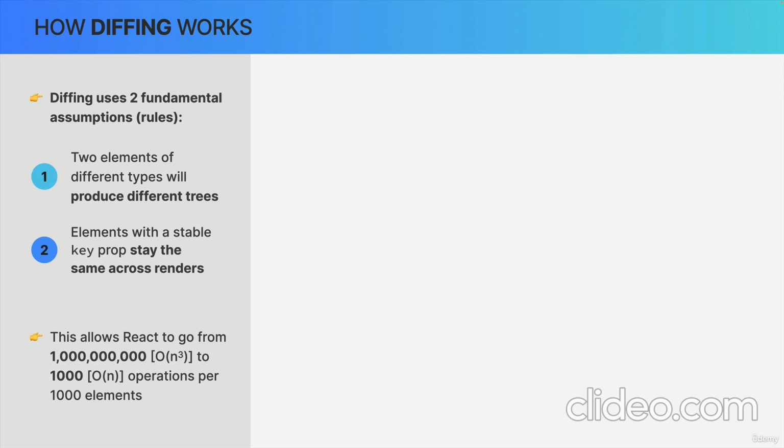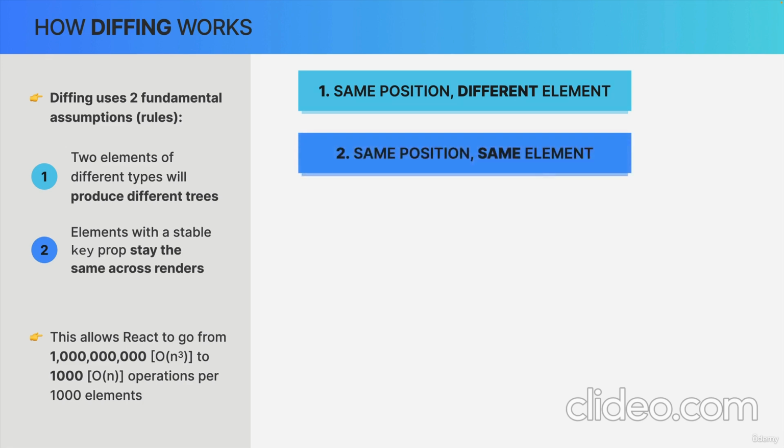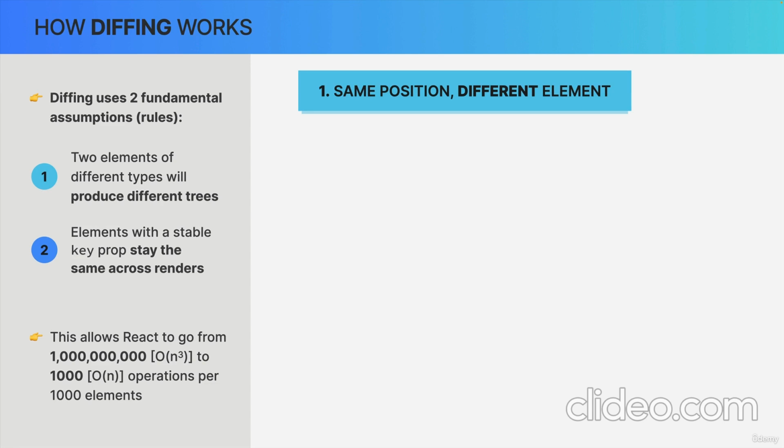Now, remember that diffing is comparing elements step by step between two renders based on their position in the tree. And there are basically two different situations that need to be considered. First, having two different elements at the same position in the tree between two renders. And second, having the same element at the same position in the tree. So those are the only two situations that matter. And so let's now start with the first situation.